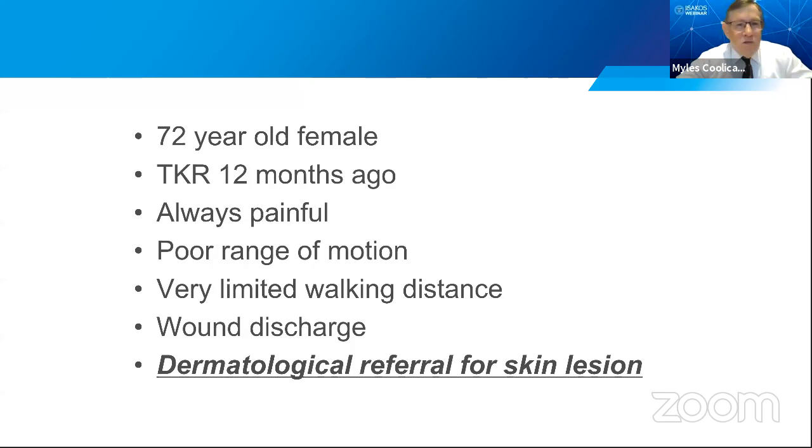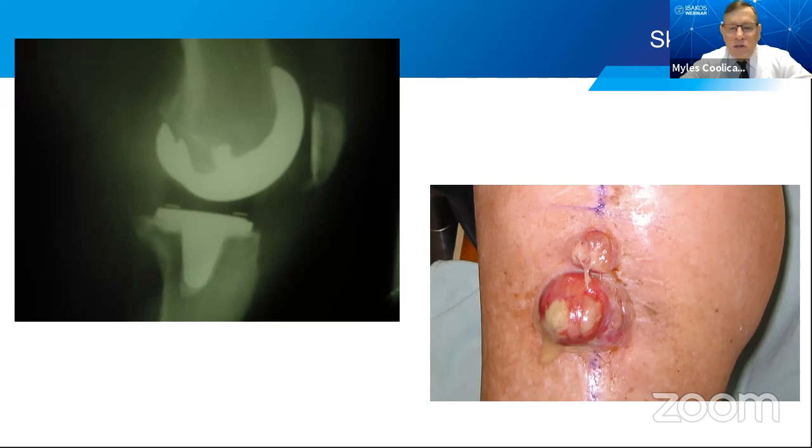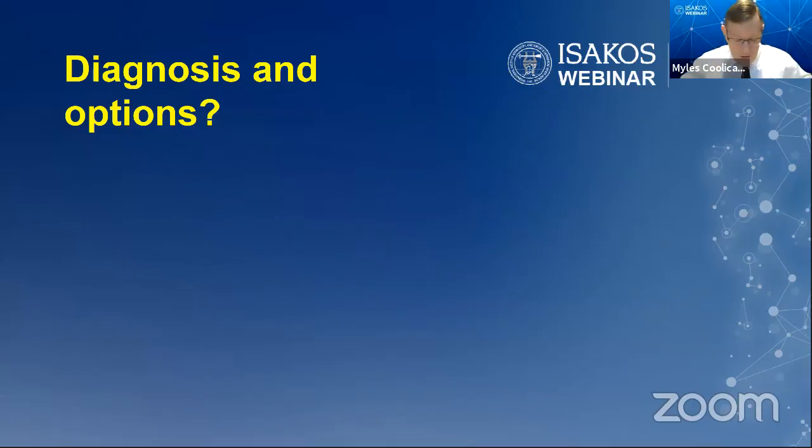This is a 72-year-old female who'd had a total knee 12 months ago, and the knee was always painful with a poor range of motion, restricted walking, and she had a wound discharge. And her surgeon referred her to a dermatologist to look at this skin lesion. I don't know a lot about dermatology, but I think I could make a diagnosis of that skin lesion. So I think if I've got it right, it might be, Sam, your turn to comment on this patient. What's the diagnosis and what are the options?